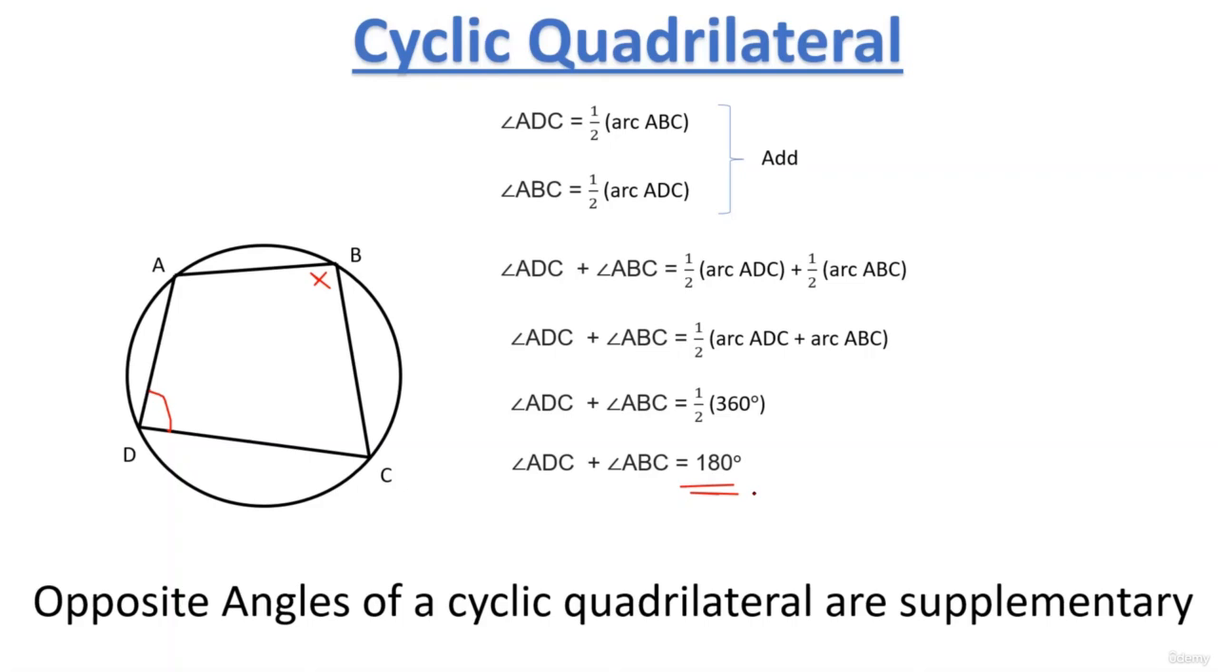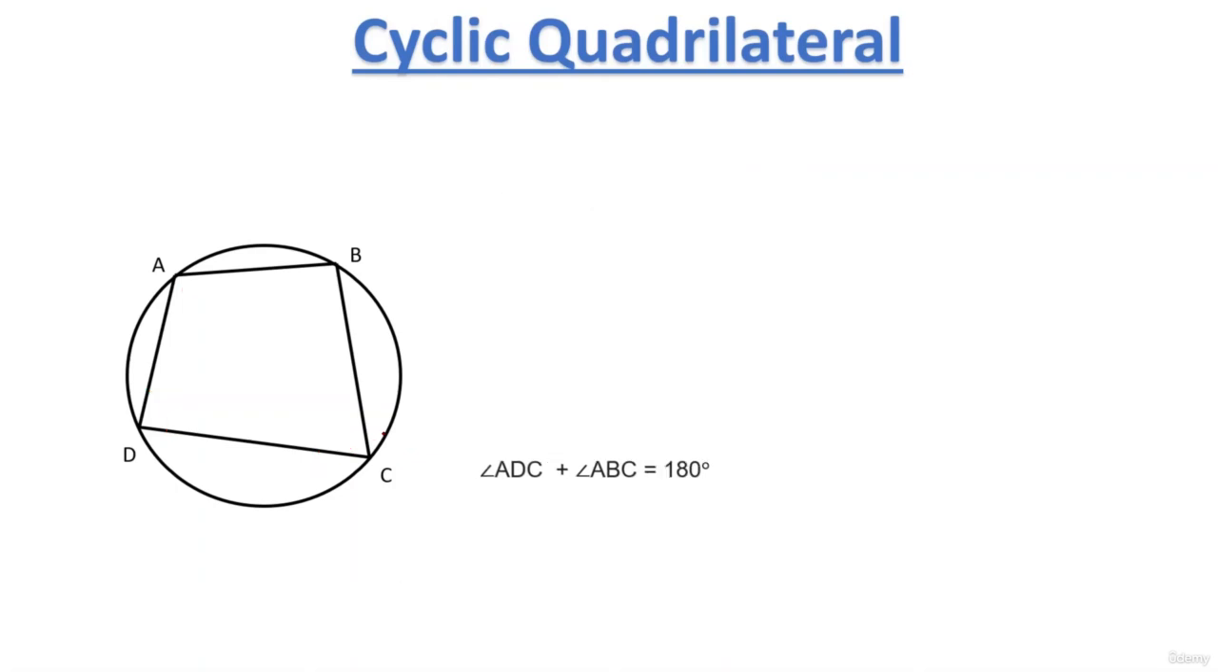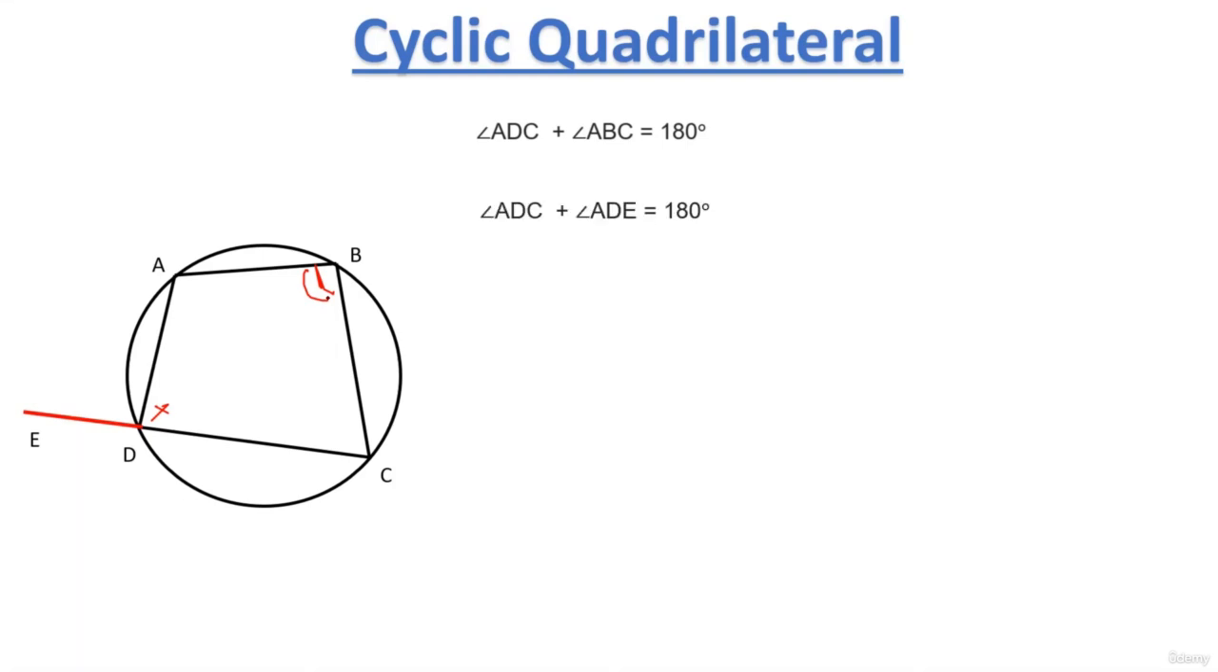By the same logic, you could prove that angle A and angle C also sum to 180. Angle A is this and angle C is this; their sum is 180 degrees. Since the opposite angles ADC and ABC are supplementary, we can say that ADC plus ABC is 180 degrees. But also observe that I can draw ADE here, with ADE being the exterior angle of the cyclic quadrilateral. ADE and ADC sum to 180, since these two form a linear pair.